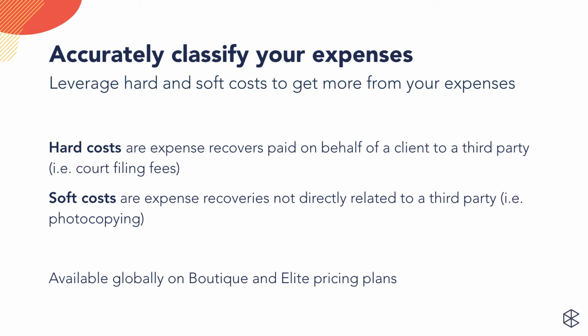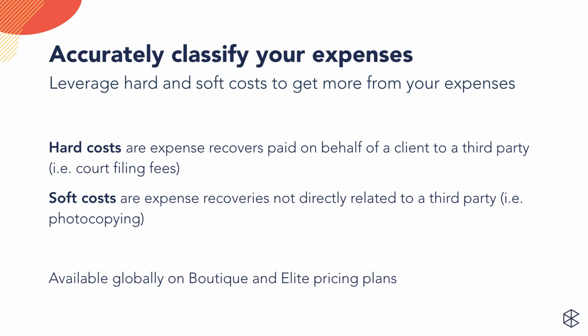And it's designed to help you improve the classification of the types of expenses that you're doing, essentially by adding expense categories that default into hard costs and soft costs. So hard costs are expense recoveries that are paid on behalf of a client to a third party, such as a court fee. And a soft cost is an expense recovery not directly paid to a third party, so things like photocopying.